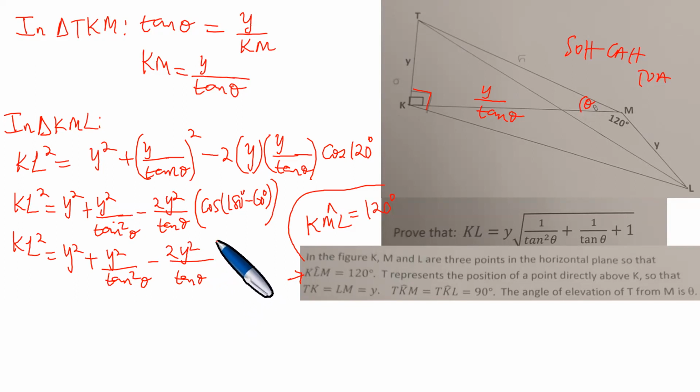In which quadrant is 180 minus? It's in the second quadrant. And in the second quadrant, the cosine is negative. And then you just write cosine and the acute angle of 60 degrees.